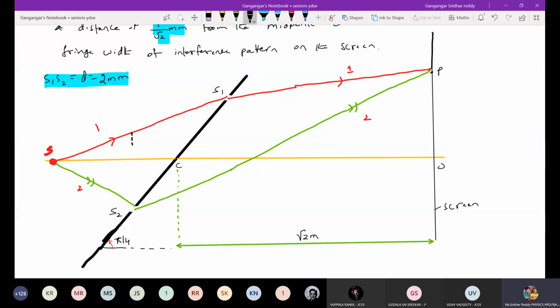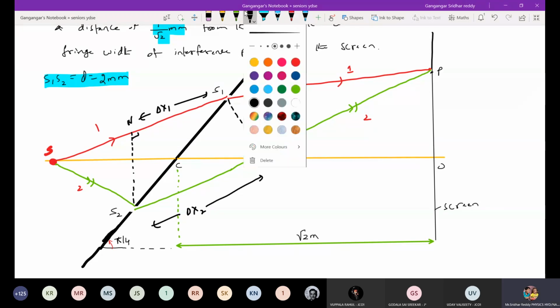I'll draw a perpendicular. This you call delta x1. Call it n; we took symbol n in earlier problems, so let it be n. We'll cover more path after the slits, so let it be m. We have to get this, and this delta x2 has to be determined here. So take help of the geometry.